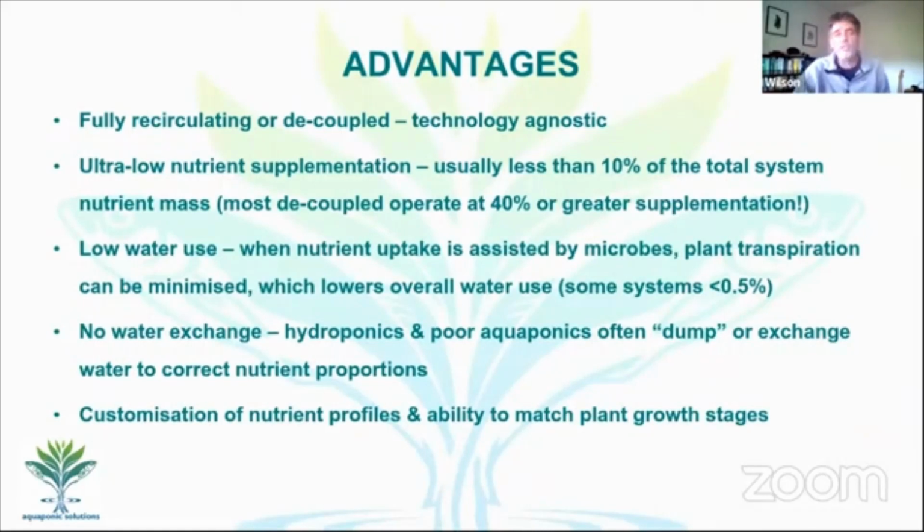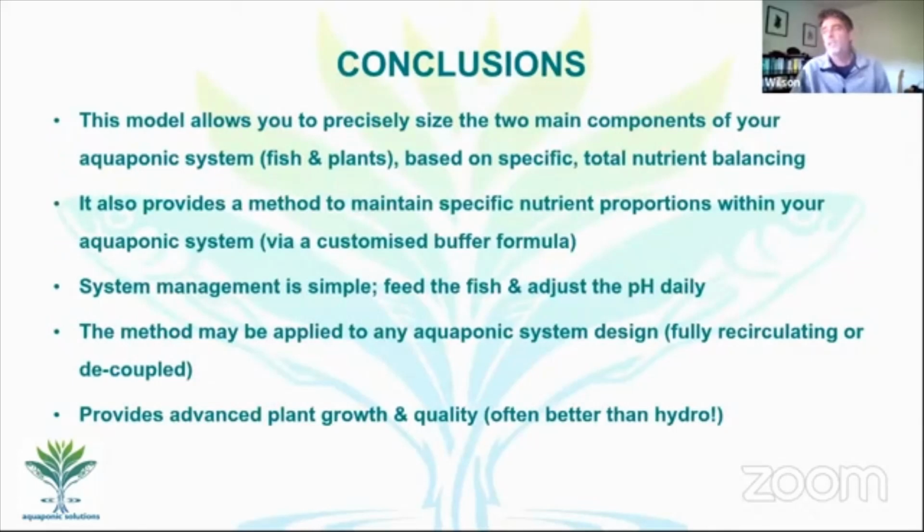And customization of nutrient profiles, it allows that. So you can customize your nutrient profile to wherever you want it and wherever you think it's best for your particular plant. And as we know, with cannabis culture, lots of people have their own ideas of what the nutrient proportions or mixture should be. You can do that. So the model allows you to precisely size the two main components. It provides a method to maintain the specific nutrient proportions that you require.